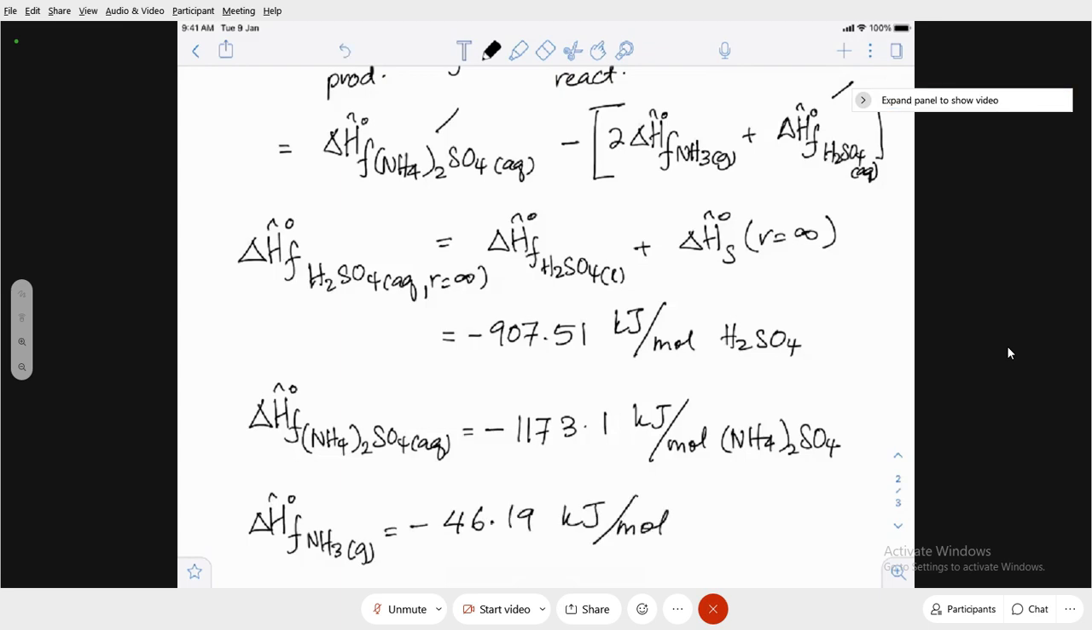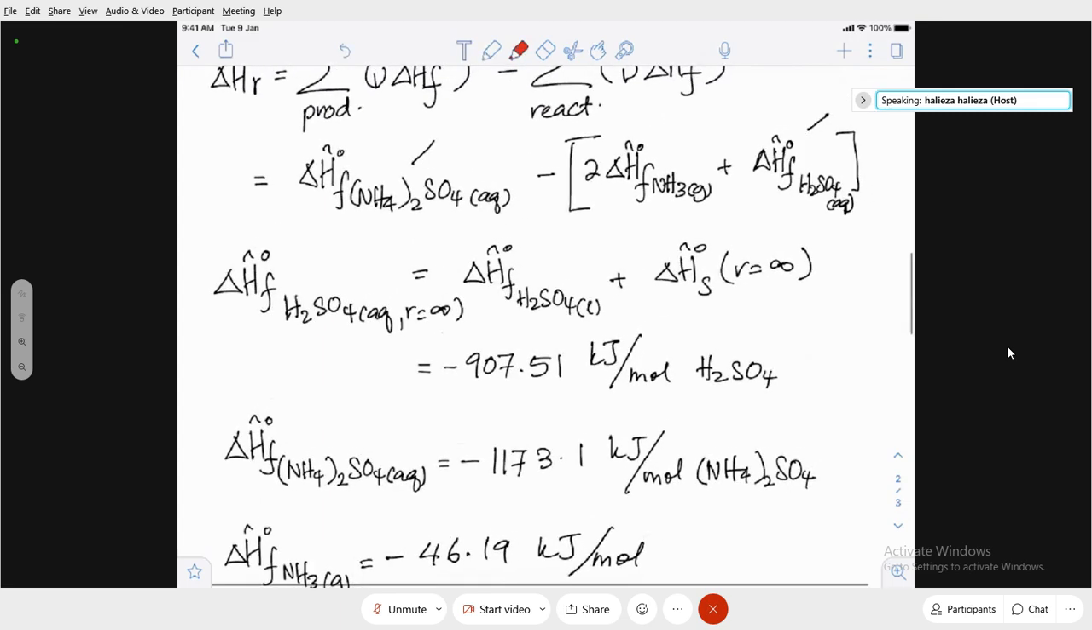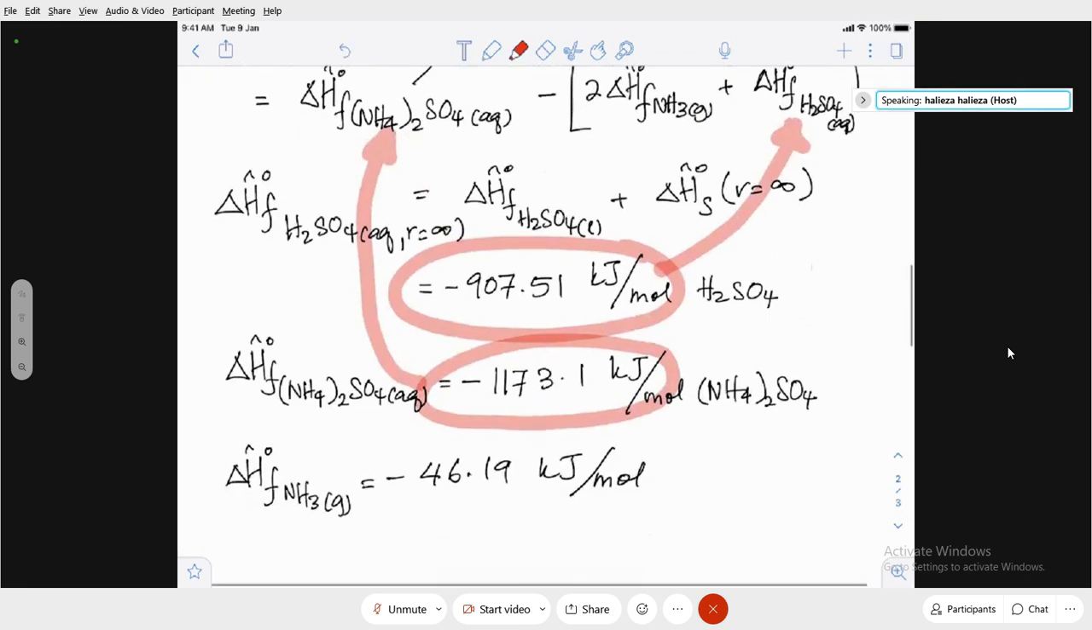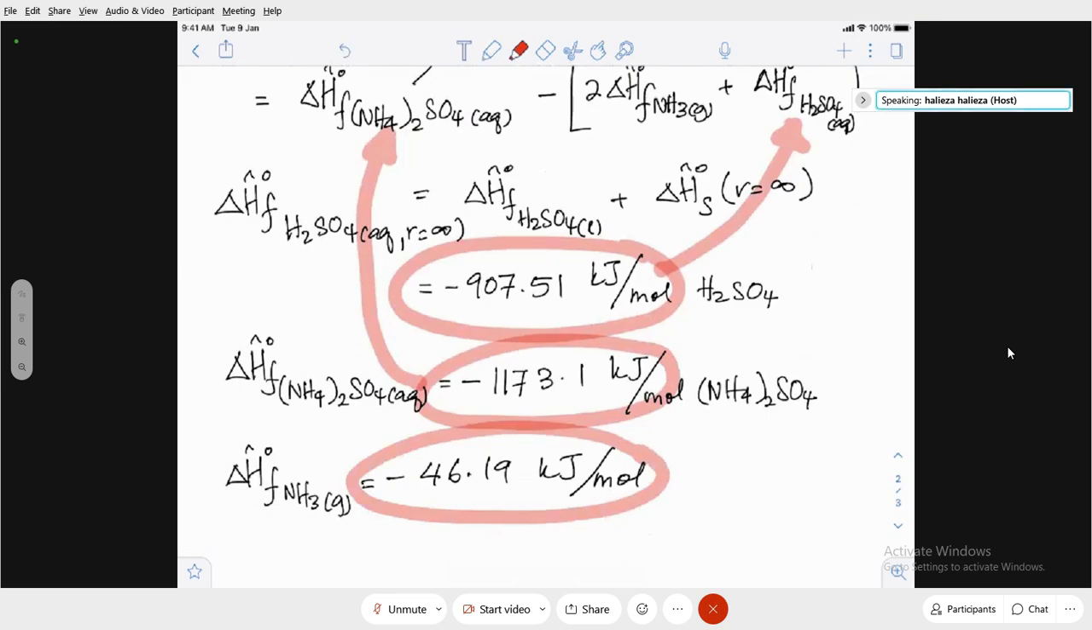Okay, so now if I just use my highlighter to point out, this is the heat of formation that you're going to substitute there. This is your heat of formation. Sorry guys, I got it wrong. Okay, this is your sulfuric acid. That is sulfuric acid. Okay? This is for your product. I'm going to substitute it there. And lastly, it is your ammonia. We're going to substitute it there.